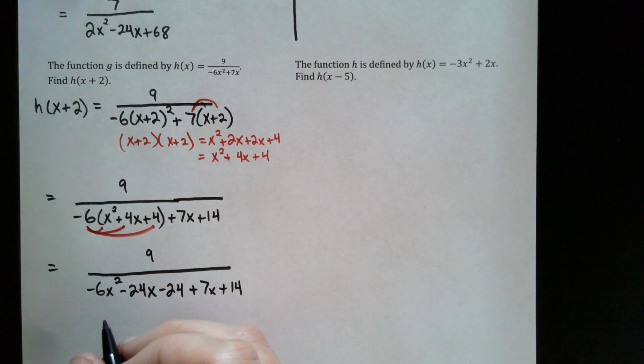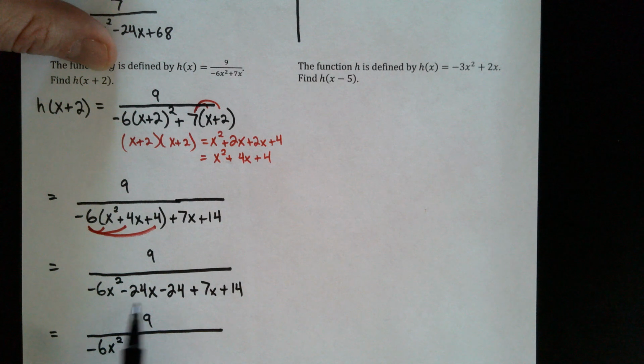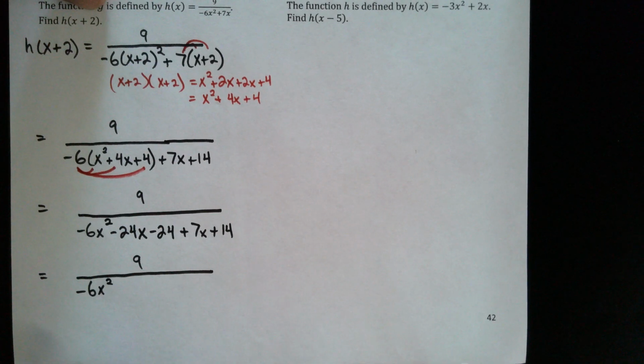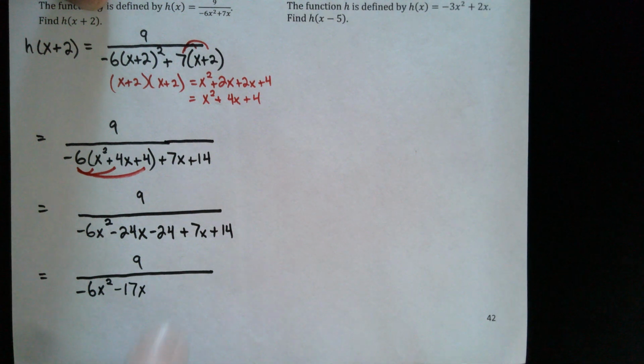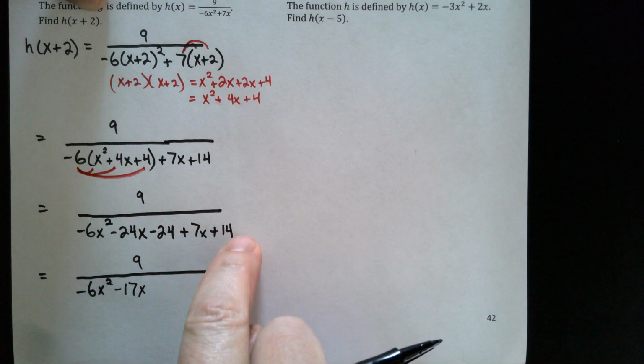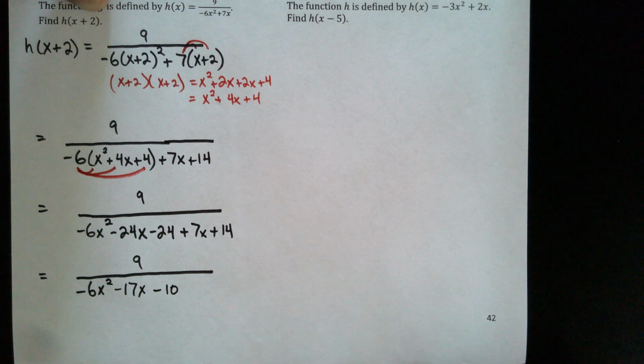Okay. If we combine like terms on the bottom, here's the 9. Okay. So the negative 6x squared has no like term, so we'll just write it down. Here's my x term, negative 24x, and then I have a positive 7x. These are opposite signs, so subtract them and keep the sign of the bigger number. So it's going to be negative since this is negative. Okay. So that's going to be negative 17x. And then combine these two, negative 24 and a positive 14. That makes a negative 10. Okay. So that's the answer for that one. All right. One more.